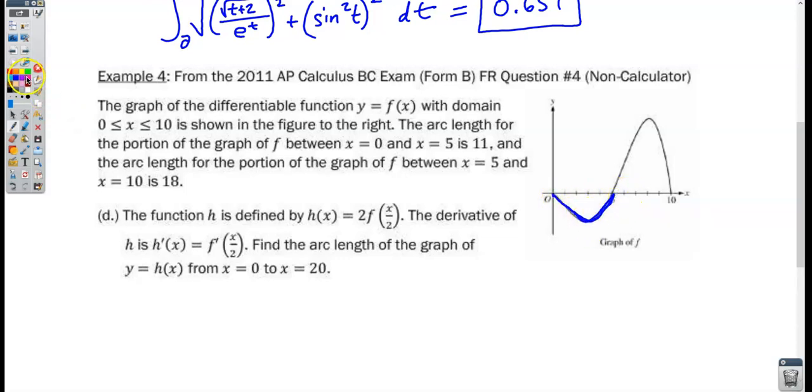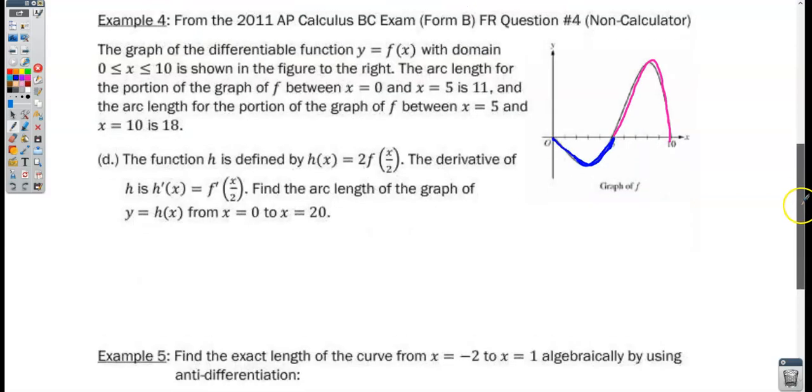And the arc length of the portion of the graph of f between x equals 5 and x equals 10 is 18. Now, part D of that question tells us the function h is defined by h of x equals 2 f of the quantity x over 2. The derivative of h is h prime, which is equal to f prime of x over 2. And we're asked to find the arc length of the graph of y equals h of x from x equals 0 to x equals 20.